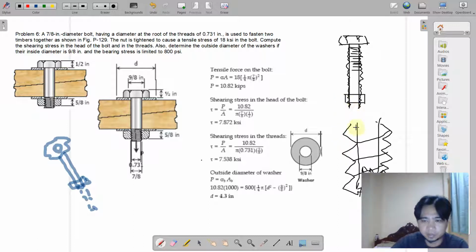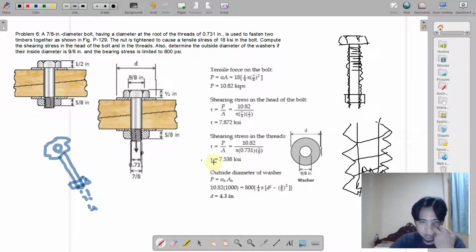Of course, if this is the shaft of the bolt, this has thread, or this is threaded. Therefore, an additional space for the tooth of the thread is added on 7/8 inches. And then 0.73 is the diameter of the bolt itself.